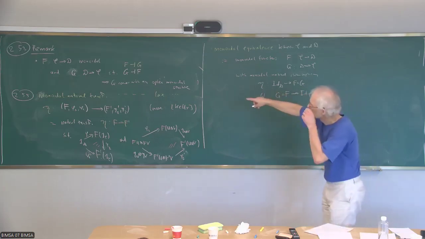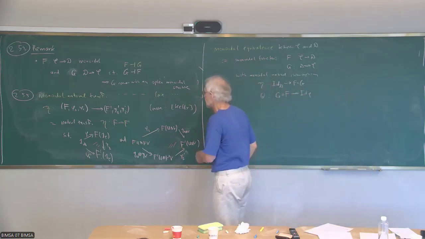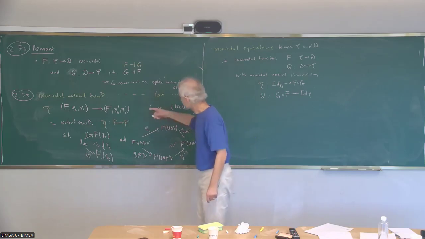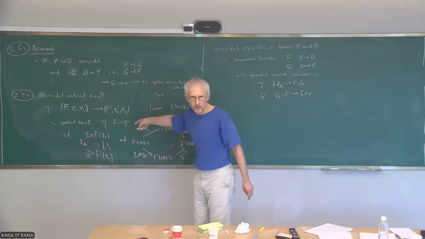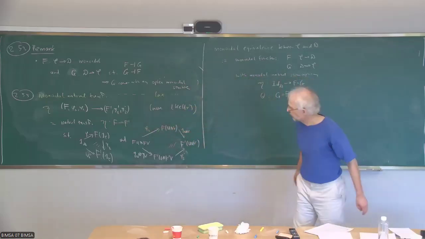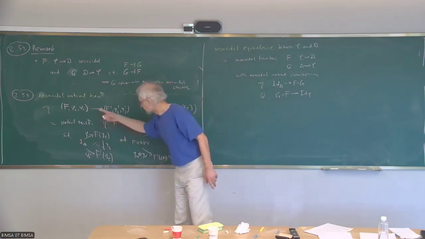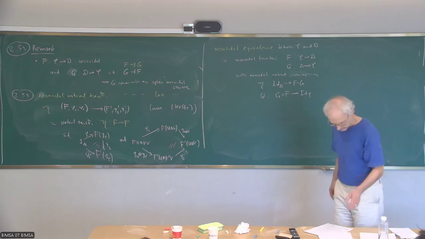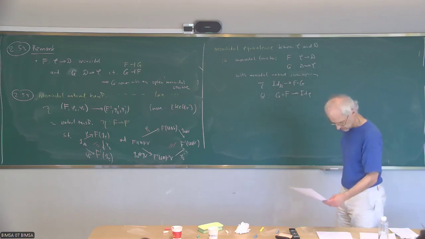I should have mentioned here that I have formulated this for strong monoidal functors. Analogously, you can do it for lax and oplax. For oplax, then you have to reverse the arrows accordingly.